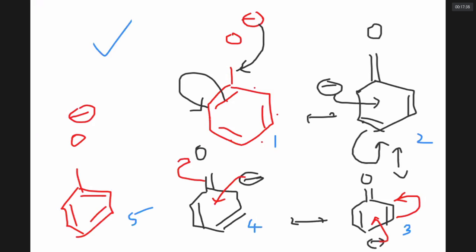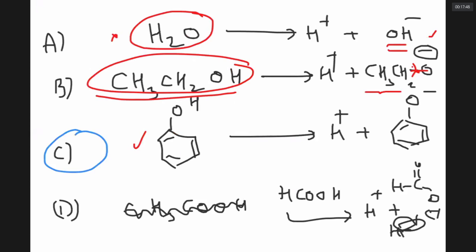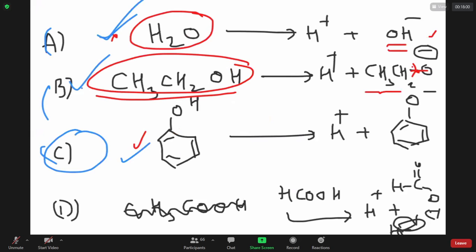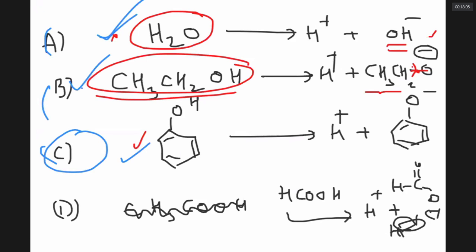This resonance is definitely going to stabilize the phenoxide ion. Therefore, by all means, phenol is a better acid than water and ethanol. In A, B, C, phenol is a better acid than water. Water is a better acid than ethanol. Ethanol is the worst acid because the conjugate base, ethoxide ion, is destabilized. Phenol is a better acid because the phenoxide ion is stabilized by electron withdrawing resonance effect, minus R effect.